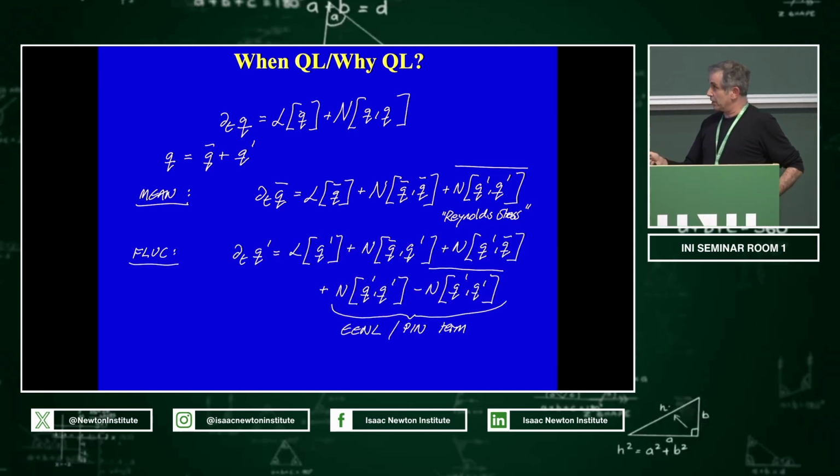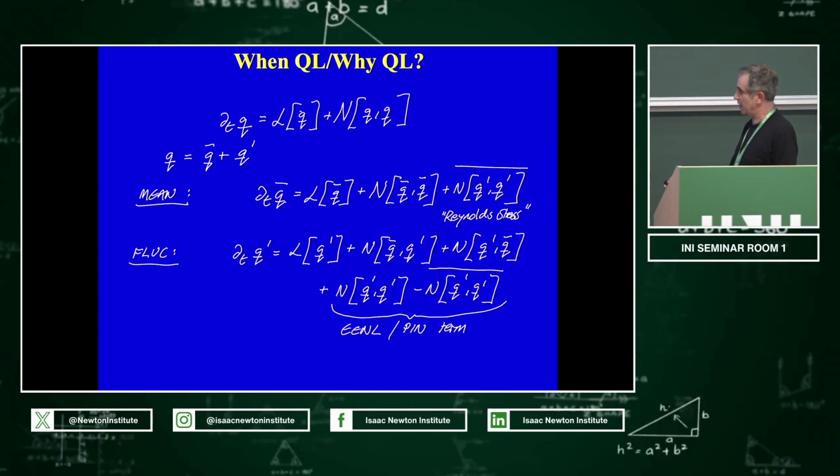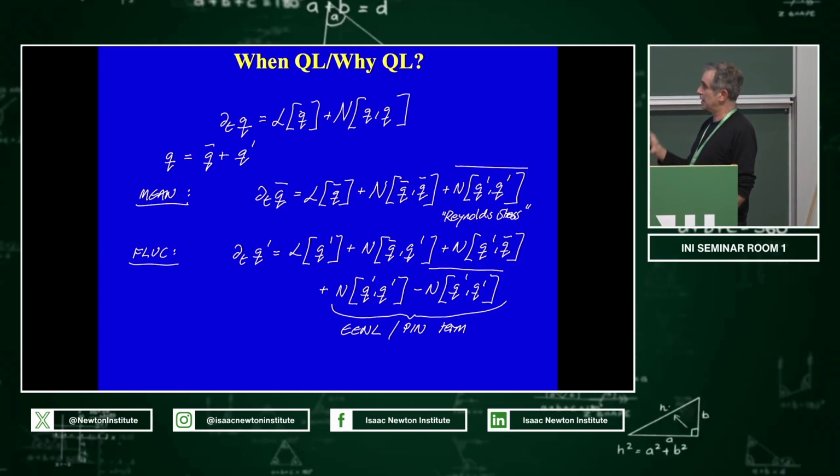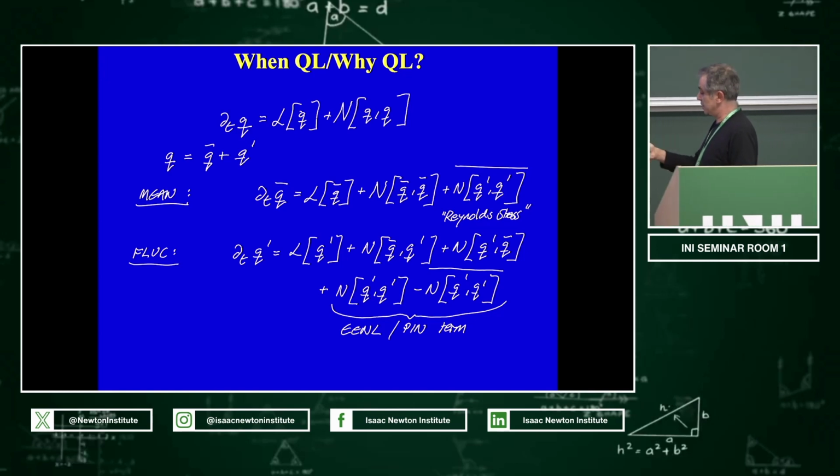And then you write down the equations for the fluctuations, and so of course you have dt of q prime, the linear bit, and then you have the terms which look like the mean interacting with the fluctuations in both of its forms, and then this term which you get from subtracting the mean equation from the full equation, so you get the eddy nonlinearity, or the pain in the neck term. And the quasilinear approximation, as I said, involves neglecting this term in favour of some of these other terms.